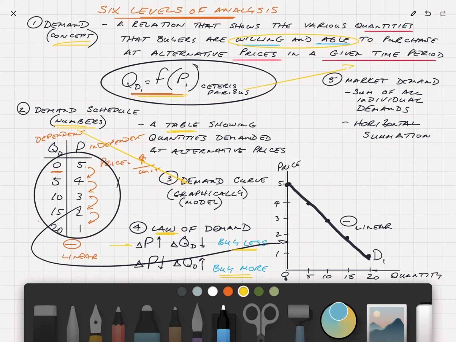So now we've got our law of demand. Again, not the theory of demand, but the law of demand. It means it always holds. It means demand curves always slope down and to the right. That was point number 4.